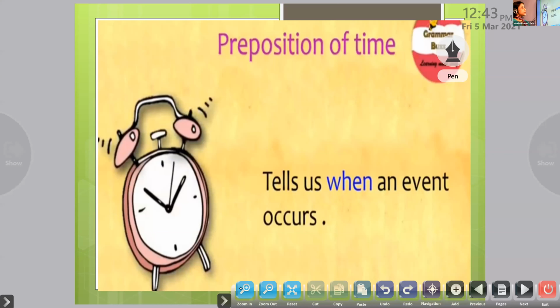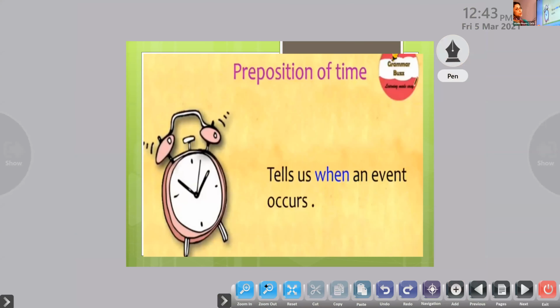Prepositions of time tell us when an event occurs. Under this, we are going to learn certain prepositions. The prepositions we are going to learn are on, in and at. On, in and at.